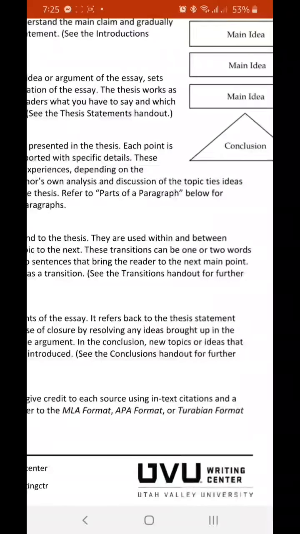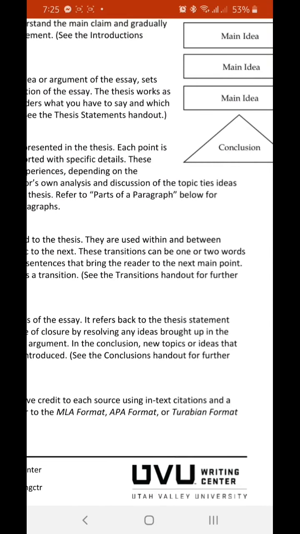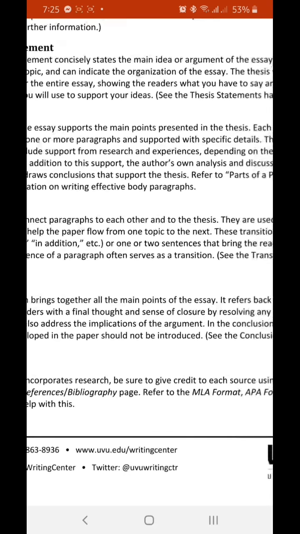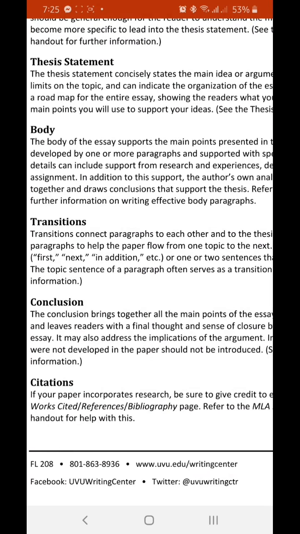In the conclusion, new topics or ideas that were not developed in the paper should not be introduced. So this should be the conclusion. यहाँ पे आप अपने उसी thesis statement को support करते हैं finally, that you have introduced at the starting point.